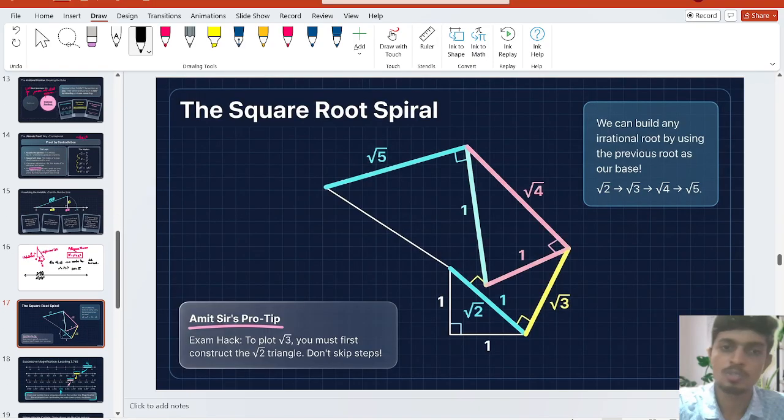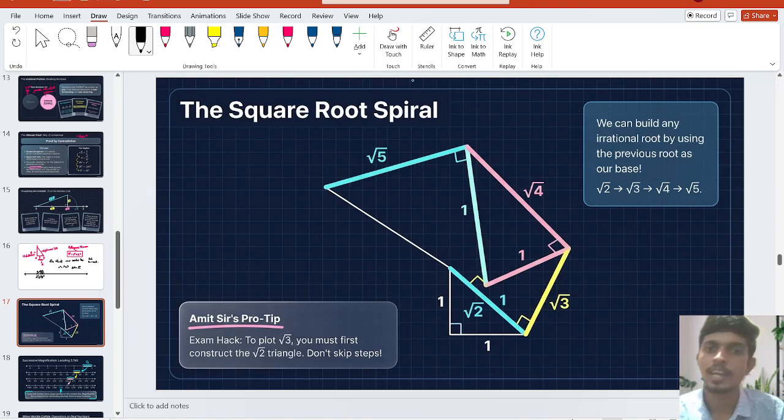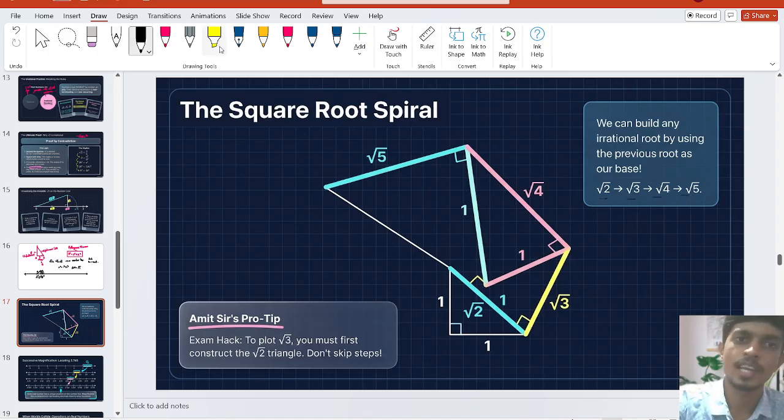Here the concept used is the spiral, the square root spiral. We can build any irrational number root from the previous root as our base. In order to find root 5, we cannot find it in one shot. We use root 2, root 3, root 4, root 5, and proceed in order.